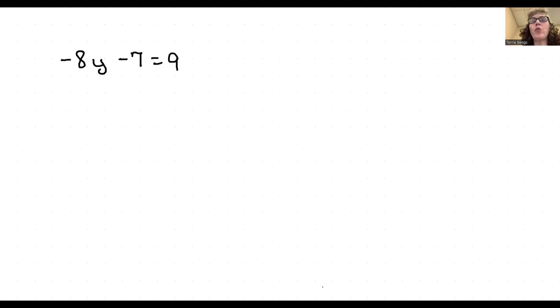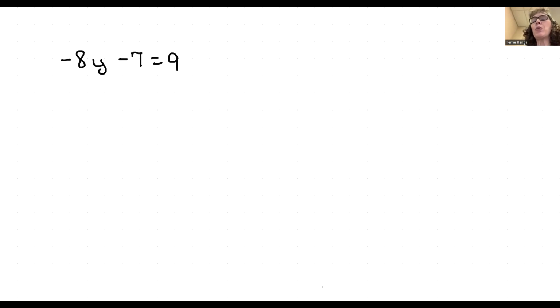Our goal for this equation is we want to get y by itself on one side and everything else on the other side of the equal sign. So if we look at that, we have that negative 8y minus 7 on the left-hand side, and we want to move both of those numbers. But to begin with, we'll always start with the number that's by itself. So here, our number by itself is negative 7.